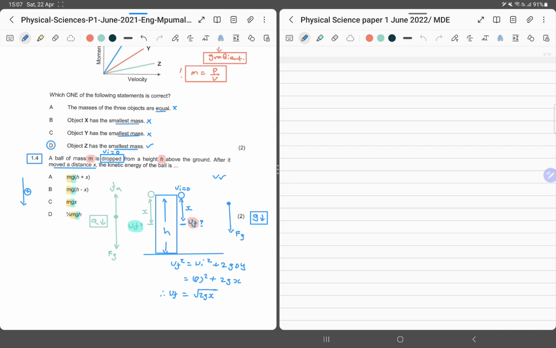Do we agree? Now, the kinetic energy is going to be half m, which is the mass m, times the velocity squared, which is the square root of 2gx, squared. Then what happens here? We've got half of m into, when you square this, you just get 2gx. And then the 2's cancel, and all we have left here is basically mgx. Now, that is the answer we are getting here. Do we see something like it? There it is.